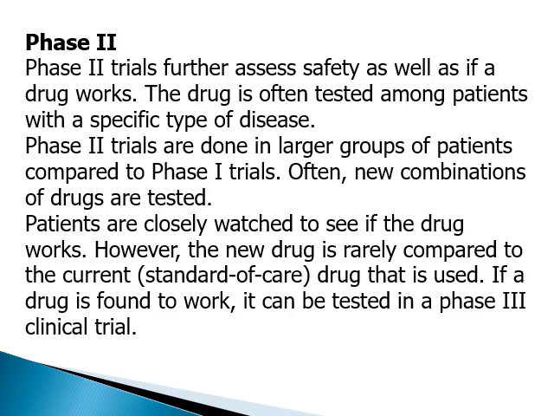Phase 2 trials further assess safety as well as whether a drug works. The drug is often tested among patients with a specific type of disease, in a larger group of patients compared to phase 1, and new combinations of drugs are tested. Patients are closely watched to see if the drug works. The new drug is rarely compared to the current one.